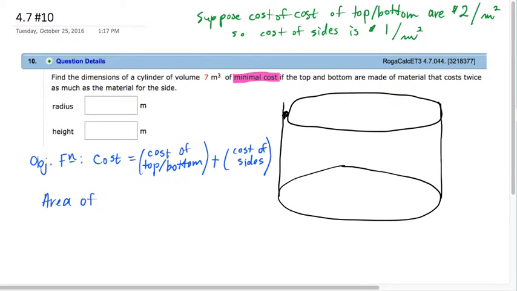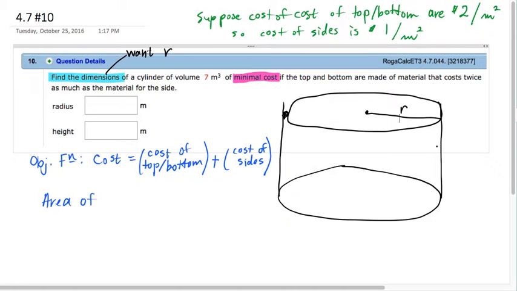Area of a circle is pi r squared, so let's use r. It says find the dimensions. So when it says find the dimensions, that means we want the radius of the cylinder, r. What's the other unknown dimension here? The height. So let's call that h. So that means we want to find r and h. So let's try to get cost in terms of r and h.